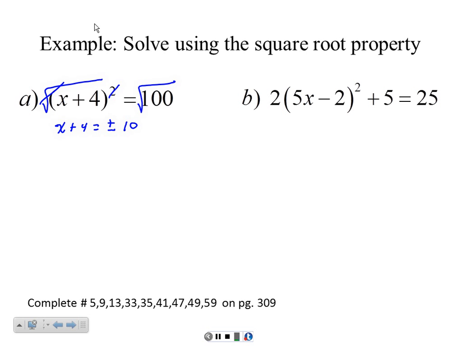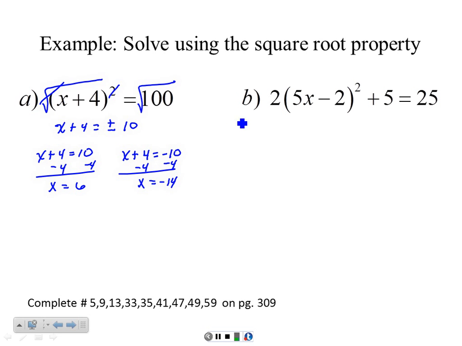which is 10. So you have two problems here. You have x plus 4 is equal to 10, and x plus 4 is equal to negative 10. And so to solve this, we minus 4 from both sides, and we'll get x is equal to 6, and then we'll minus 4 from both sides, and we get x is equal to negative 14. So that's where your two answers are going to come from.